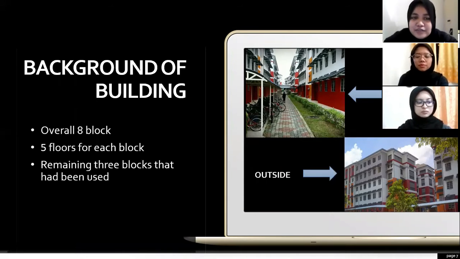Hello and Assalamualaikum. My name is Farhana binti Zain Mustafa with ID number TC18052. Okay, for the background of the building, like Halisa said, Student Residential 3 has overall 8 blocks, which are C1, C2, C3, C4, C5, C6, C7, and C8. And every block has 5 floors, starting from ground floor, first floor, second floor, third floor, and fourth floor. And during this pandemic, only 3 blocks have been used.